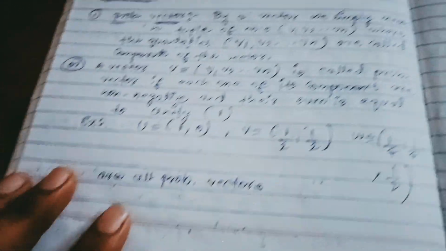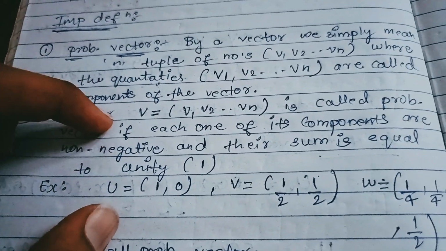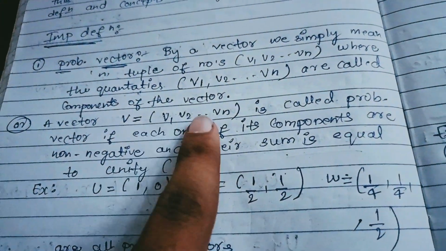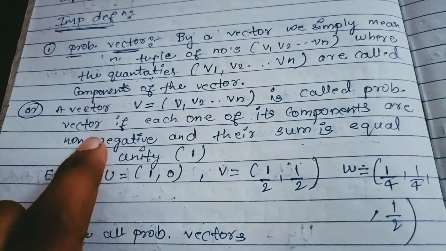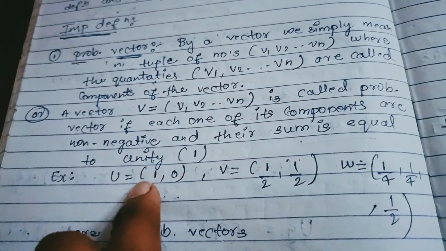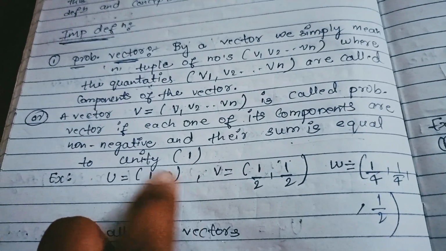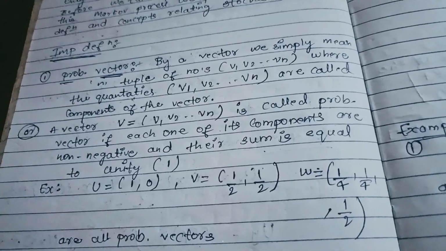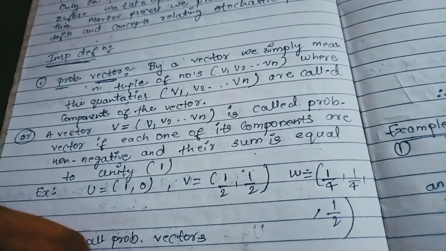This is the easiest and most meaningful definition. Consider v1, v2, up to vn, called a probability vector. The components must be non-negative. For example, consider u equal to 1, 0. 1 is a non-negative element and 0 is a non-negative element. By adding these, we should get unity. Unity means 1, so the sum is equal to 1.